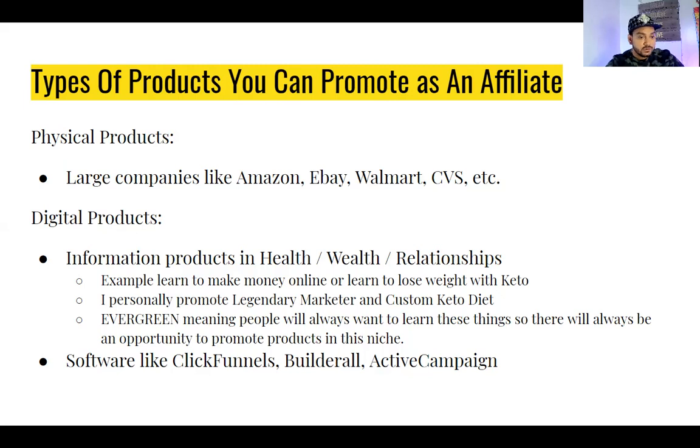In digital products, what we are doing here is information products in health, wealth, and relationships. These are the three niches that are growing. Health is like a keto diet, to lose weight. Wealth is how to make money. Relationship is about your husband, wife, and whatever relationship there is. So for example, learn to make money online or learn to lose weight with keto.